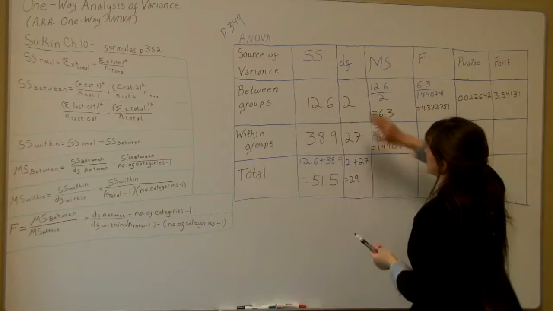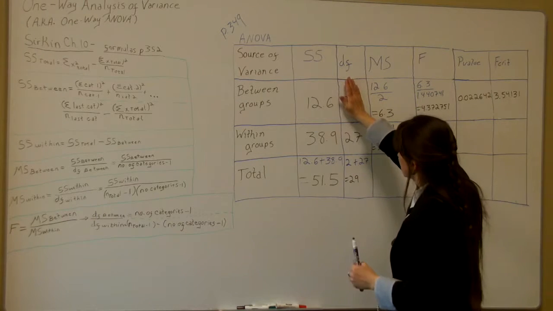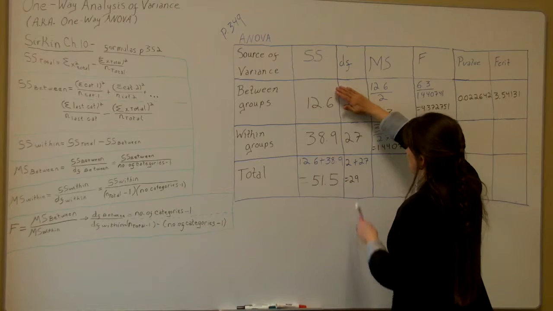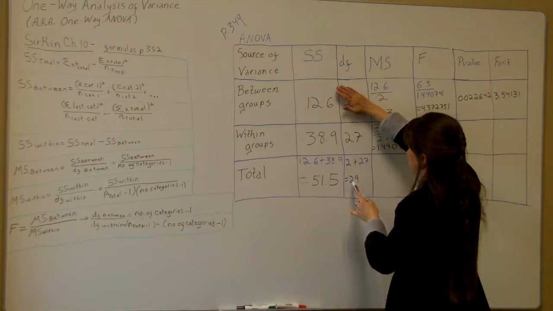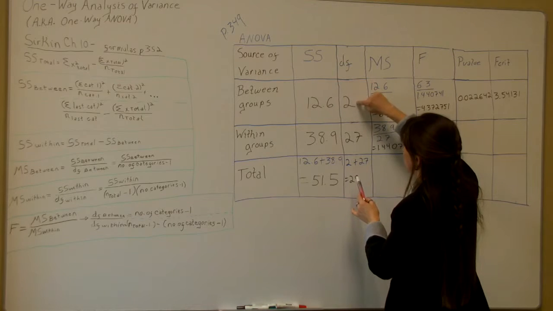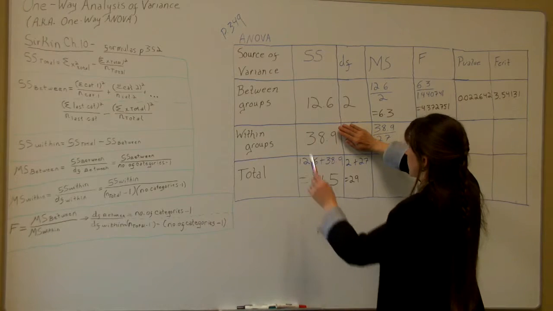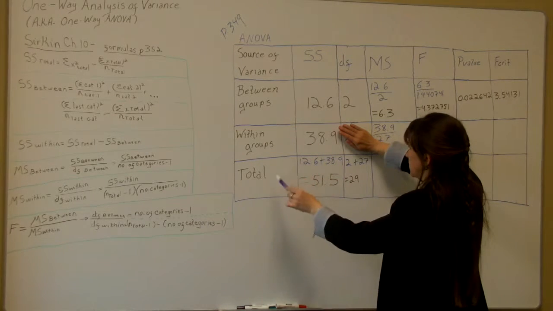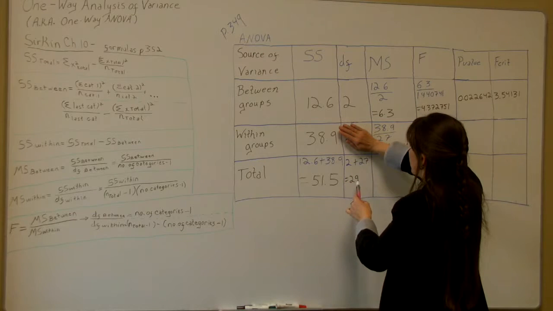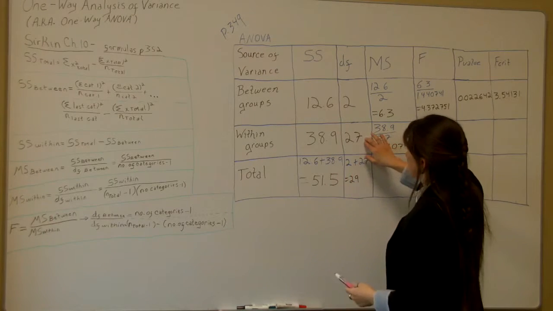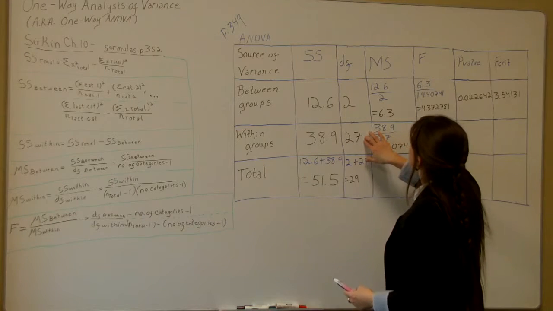Let's say if you're given this, and the 2 is missing, the way to figure out what goes in the between groups is you take 27 from 29 and you get 2. The same as, if the 27 is missing from the within groups and you're given the total, what you do is take 2 from 29 and you get 27. That's how you can fill those in if they're missing.